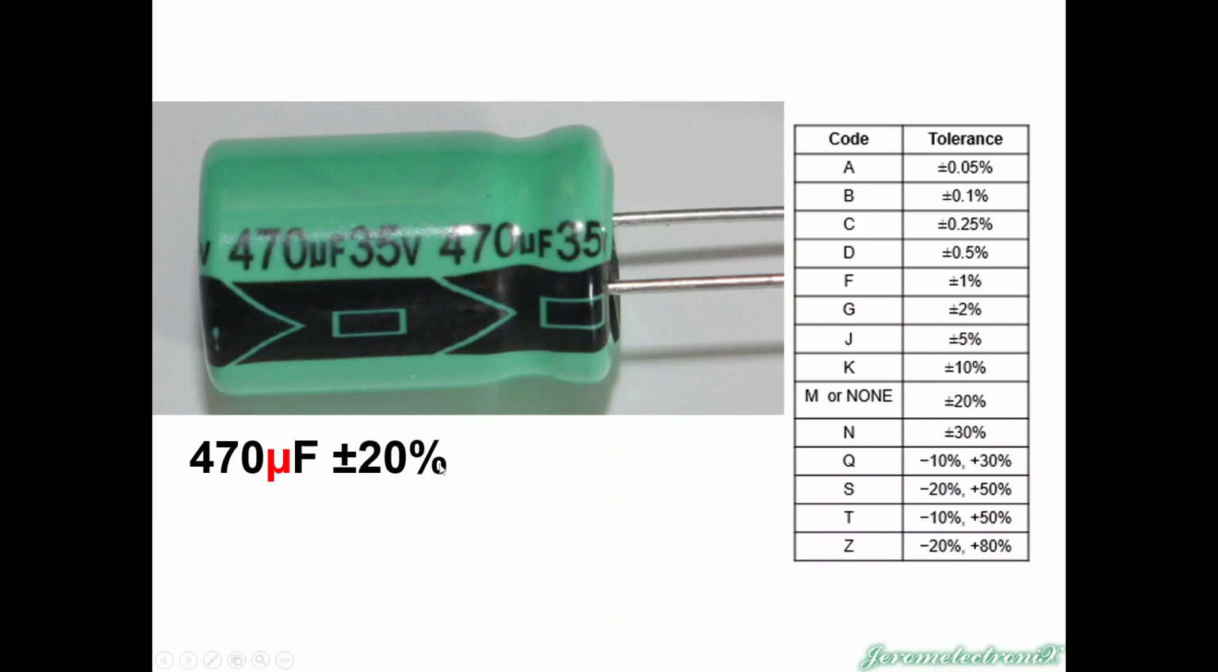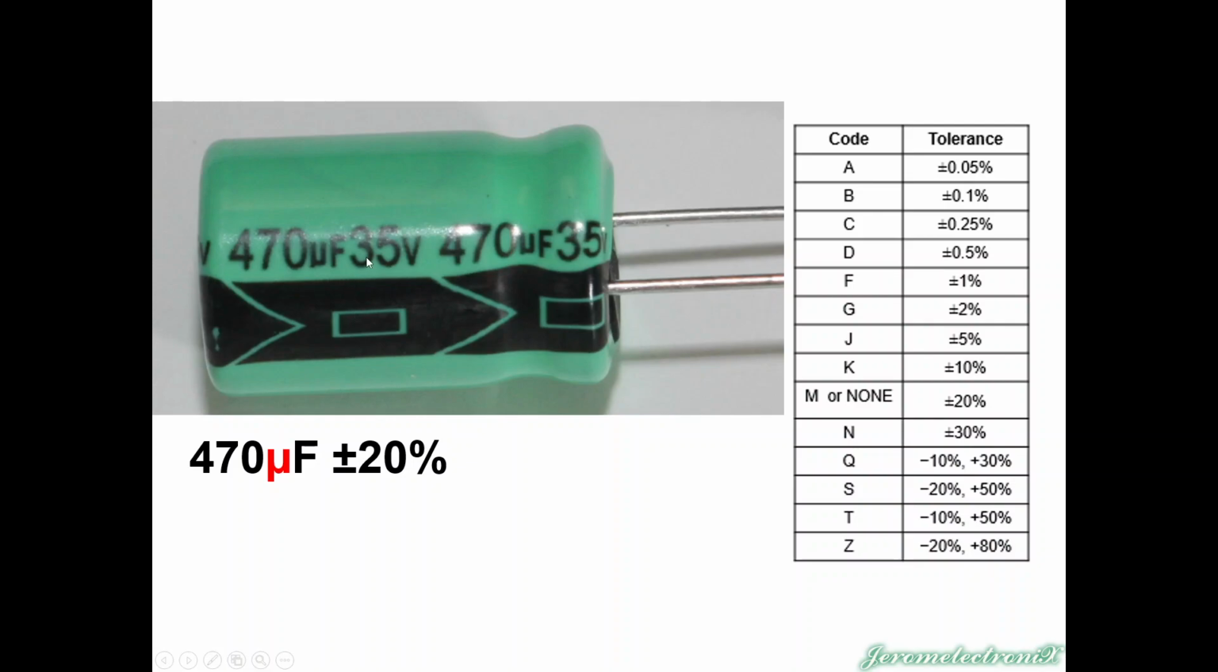Now, how did we know it was plus or minus 20? The 470 microfarads is just given. Well, some people can actually read the capacitors, and there's enough space to put that on them. That's nice, convenient, it's useful. But where did this plus or minus 20% come from? Well, if you look on the chart over here, if there's an M or none of these other letters, it's just plus or minus 20%. So that's where that came from.